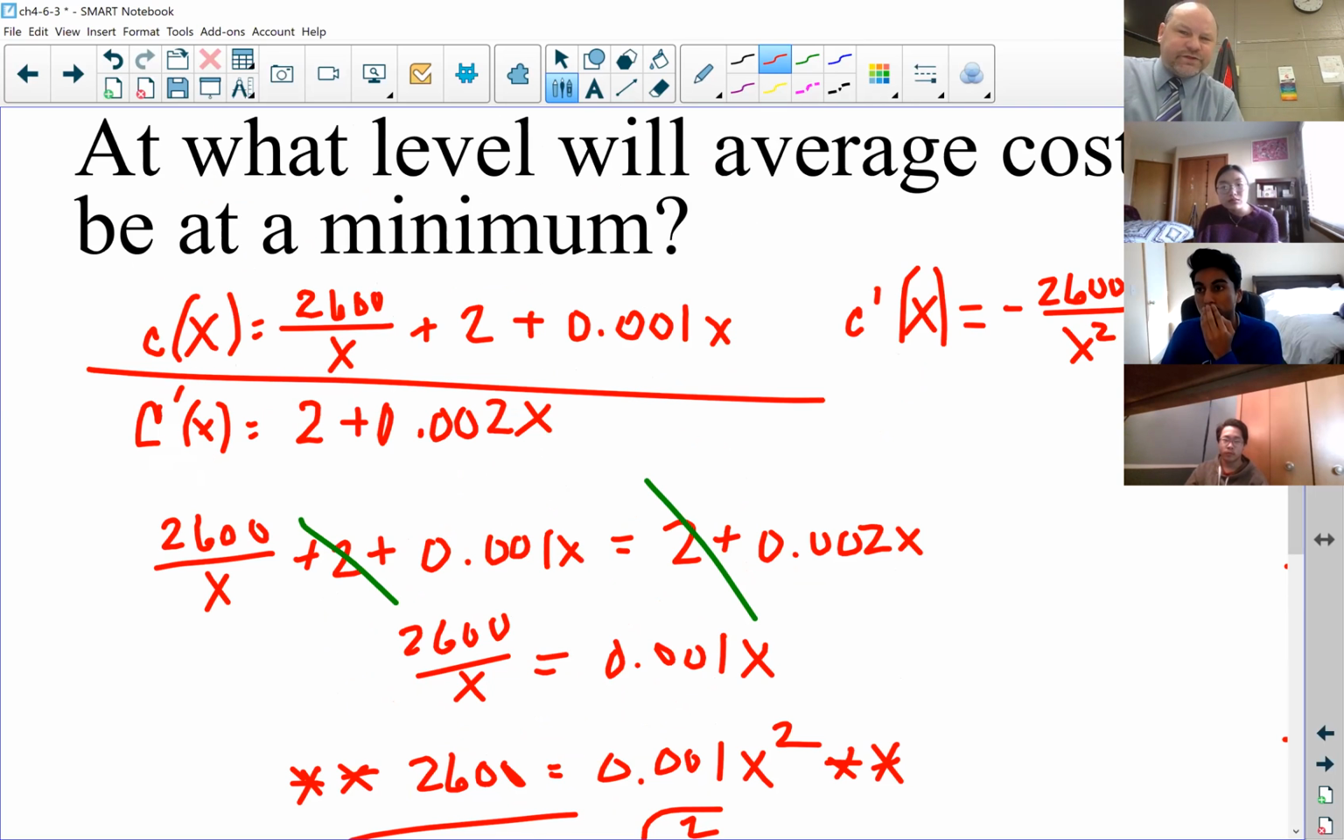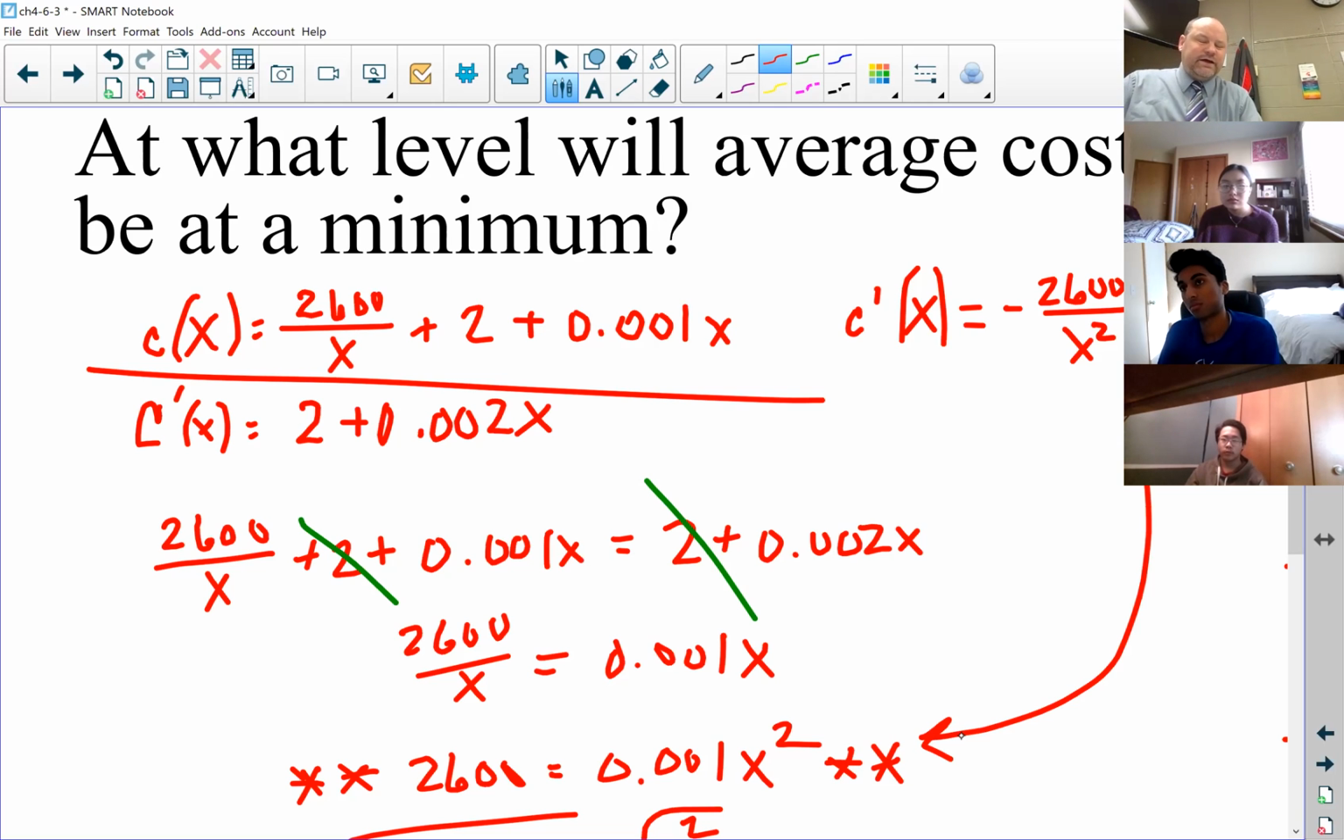If I set that equal to 0 and solve for x, I am indeed going to get that equation still. So that's why setting marginal cost equal to average cost gives you the minimum, and you don't have to do the derivative of average cost. Okay? Fair enough? Close enough?